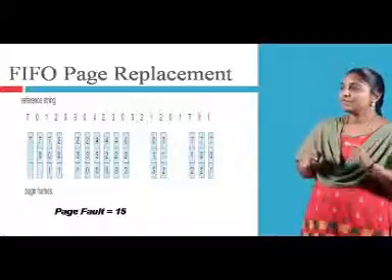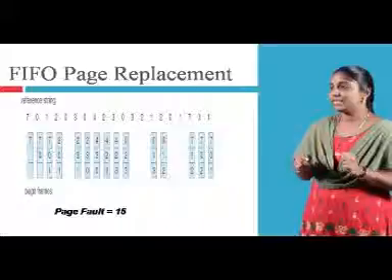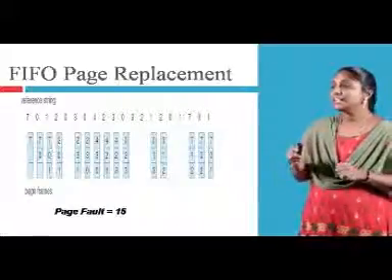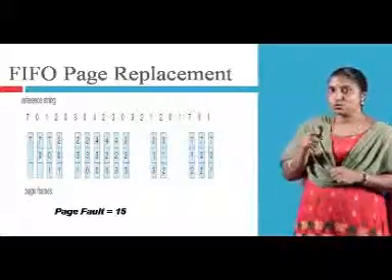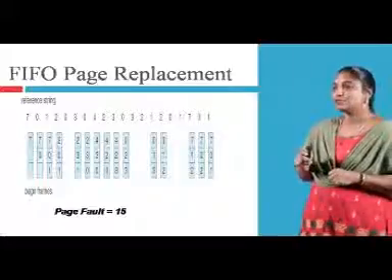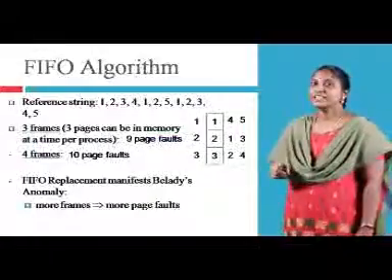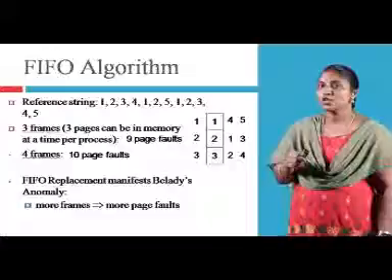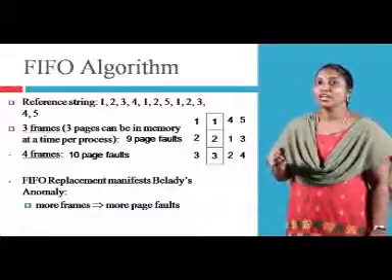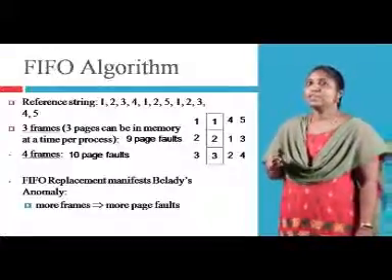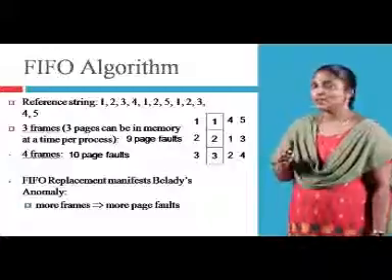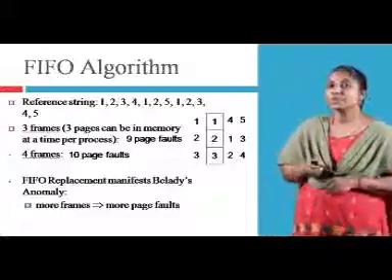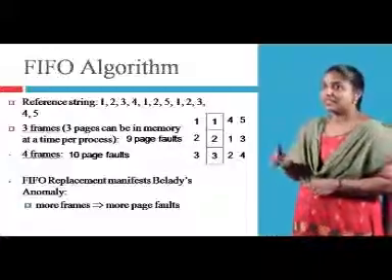Each time a page has to be loaded, it gives us a page fault. In this example the number of page faults is 15. The next reference string is given as 1, 2, 3, 4, 1, 2, 5 and so on. For this reference string, if I use only 3 frames in the physical memory, the number of page faults which occurs is 9.